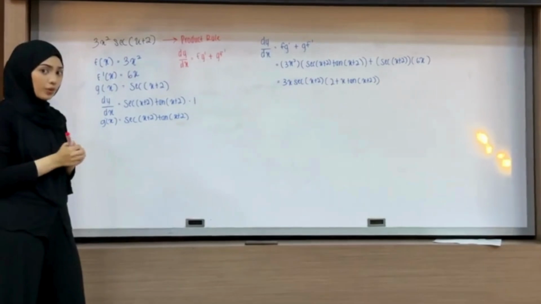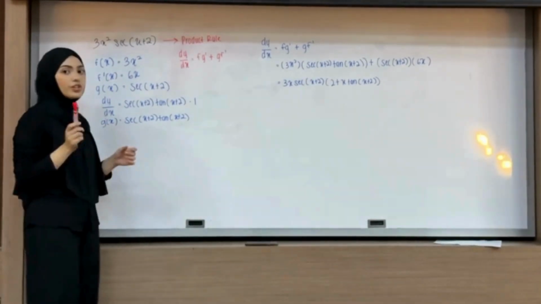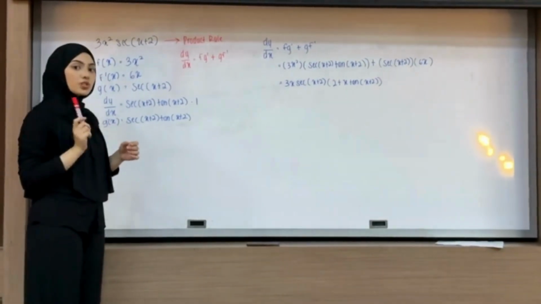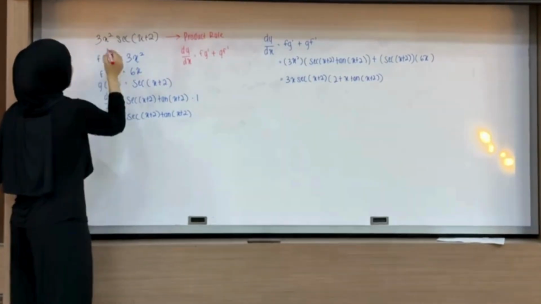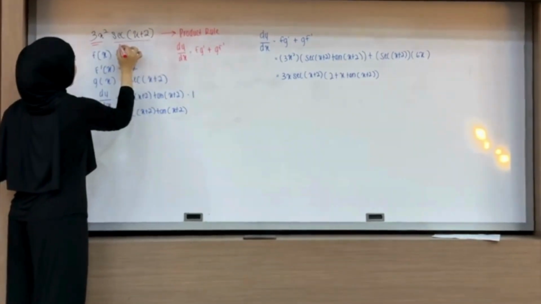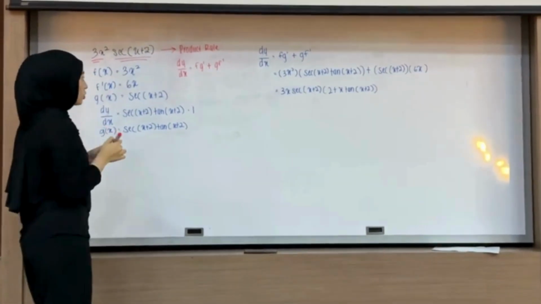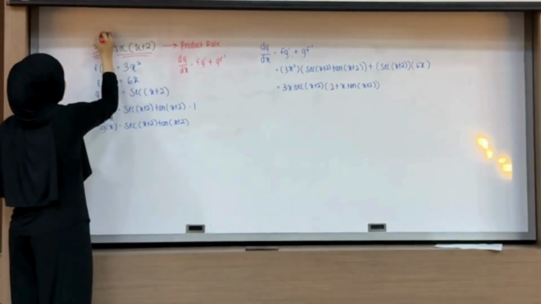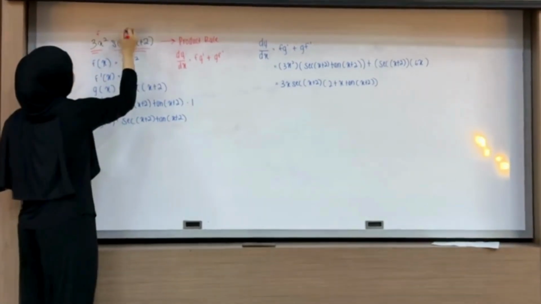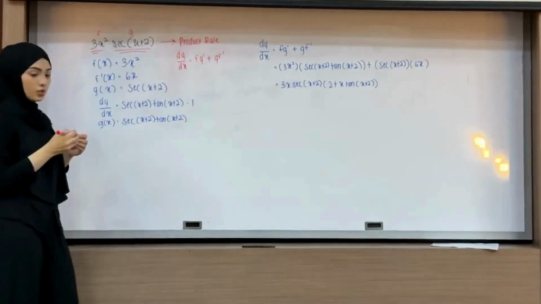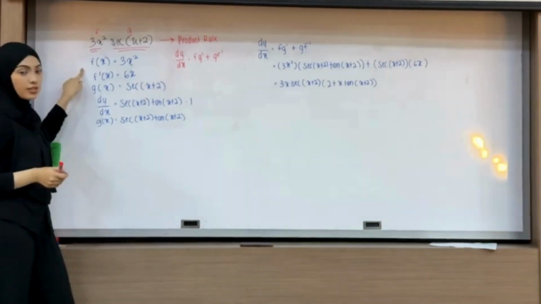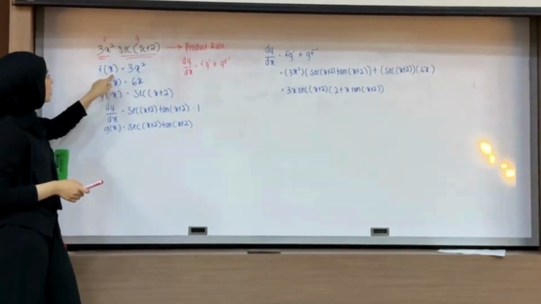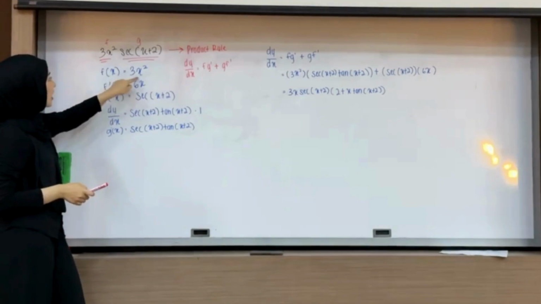Why do we use the product rule? Because there are two functions. The product rule is used to solve a two-function equation, which is 3x squared and sec(x plus 2). So we're going to put f as 3x squared and g as sec(x plus 2). First we're going to solve the f function. The f function is a normal function, which is given here: 3x squared.